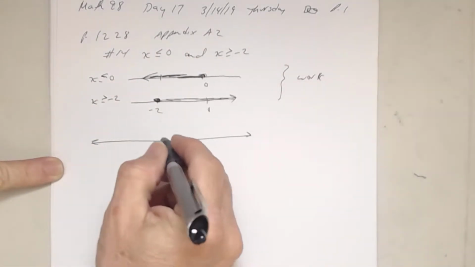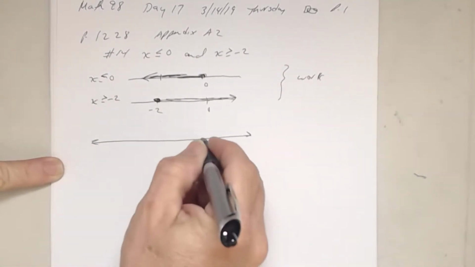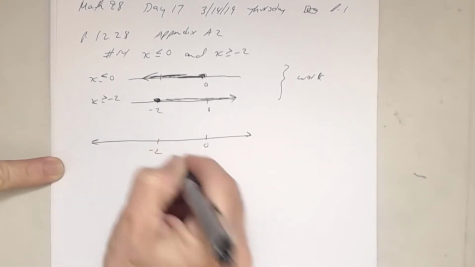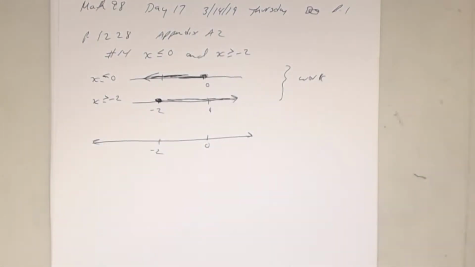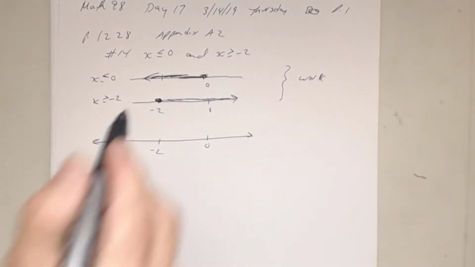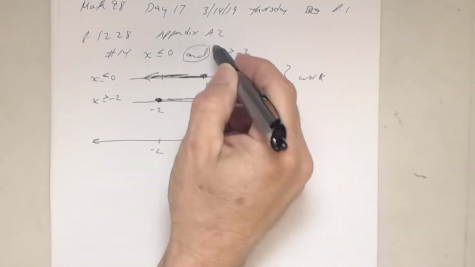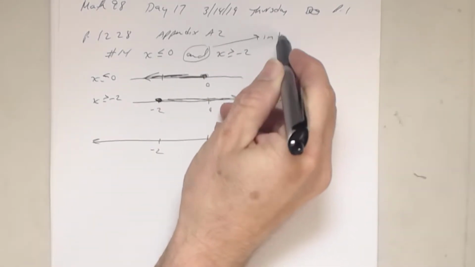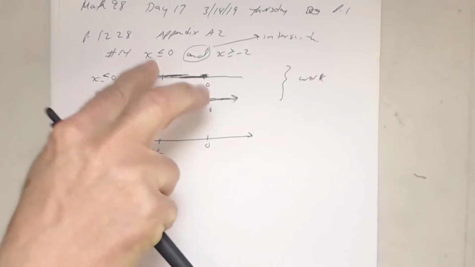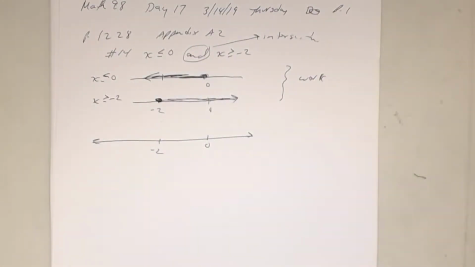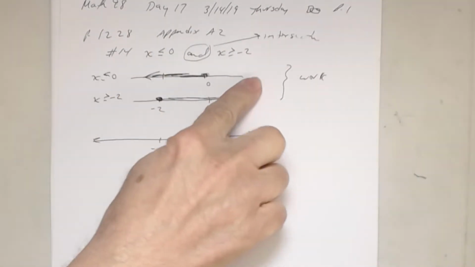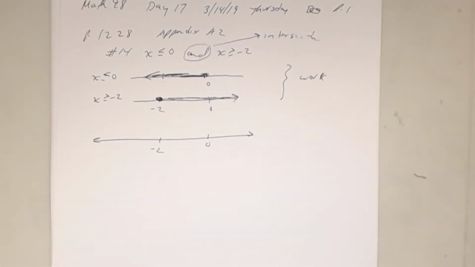All right, so if this is 0 and this is negative 2, where are my solutions? Between negative 2 and 0. So remember the word and, you're looking for intersection. Whatever number you use has to satisfy the first inequality and the second. Hence the word and.